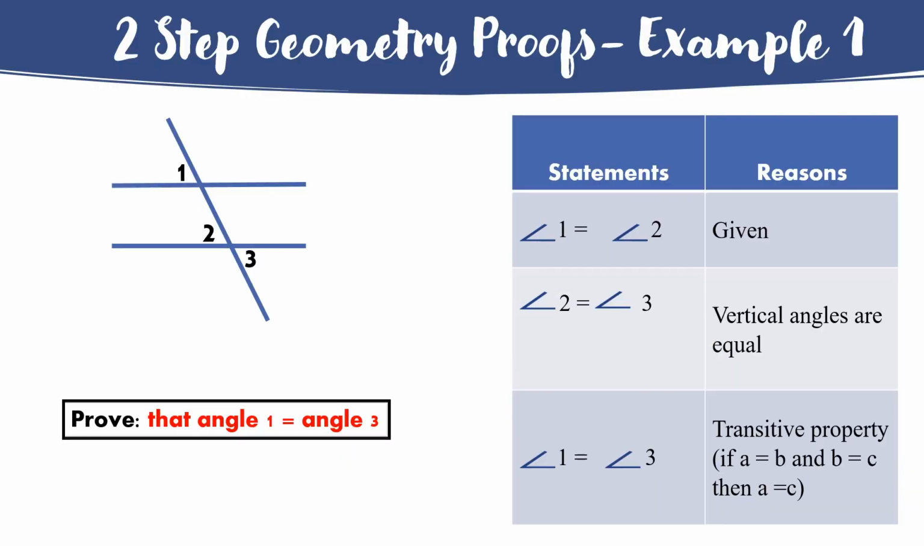Problem. Sometimes you will be asked to prove things. And here we're being asked to prove that angle 1 equals angle 3. Because we have two parallel lines, here's the first one, here's the second one, and they are intersected by this transversal. If you watch my other video, you understand that parallel lines, when they're intersected by a transversal, form some congruent angles, or some angles that have the same measure.